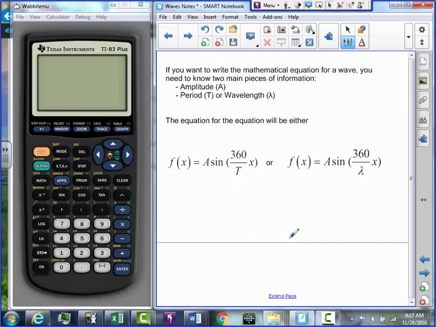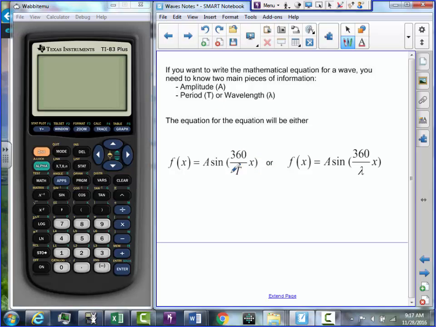Here's what I need you guys to be able to do. I need you to be able to write a rough mathematical equation for a wave. And it's very simple. You only need to know two things. You need to know the amplitude, and you need to know either the period or wavelength. And these are kind of generically how the formulas go.